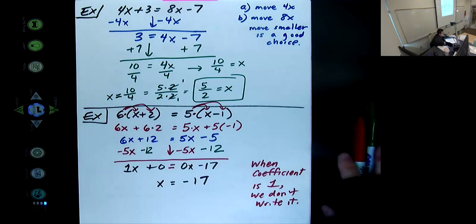Coefficient is one of those words that is math jargon, but I'm just going to keep using it because it's shorter than saying the number out front. So you just have to get used to that one.